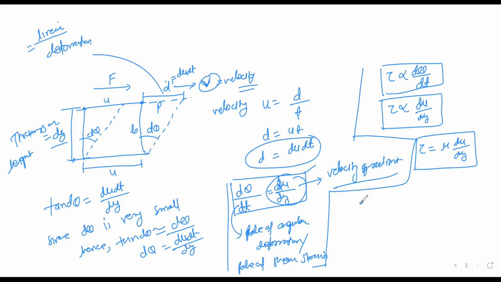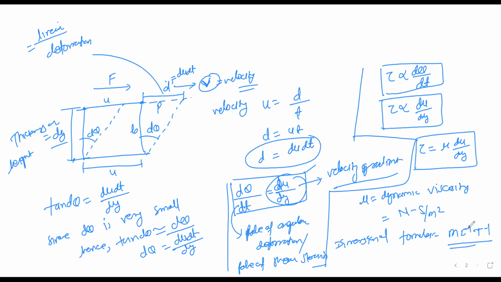Mu is called here the dynamic viscosity. And the unit is Newton second per meter square. And if you write the dimensional formula, then the dimensional formula is M L^-1 T^-1. You can derive it here by using the dimensional formula for force, second, and meter square.